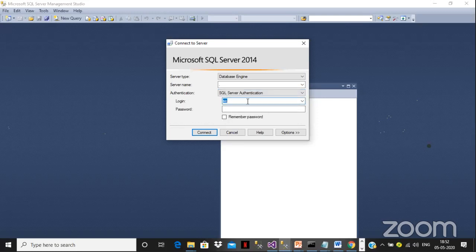Then you have to give the username and password. My username I'll give SA, system admin. Password, I'll give some password you can set. At the time of installation of SQL Server, you will get one option called mixed mode. If you select that option, you can set your own password. The default username is SA, meaning system admin. In Oracle, the username is Scott and the password is Tiger. Okay, now click on connect.